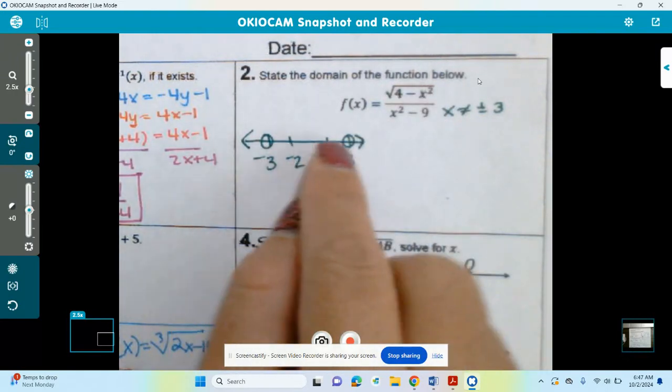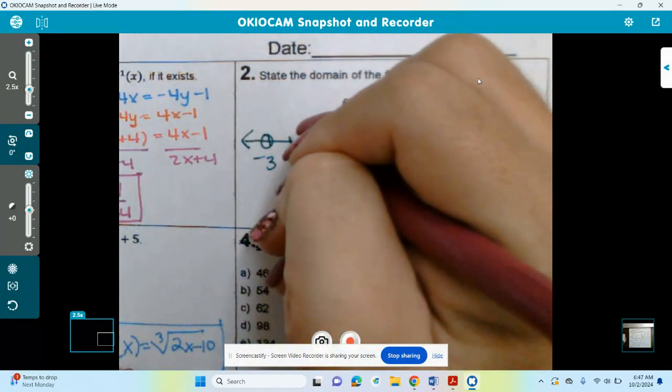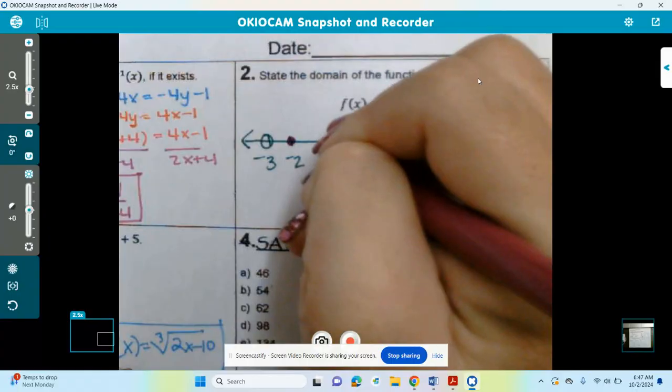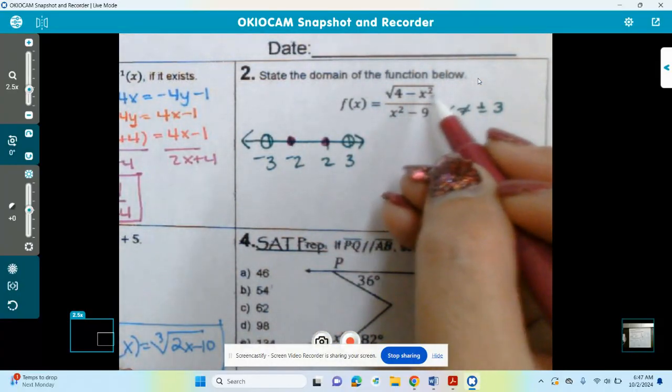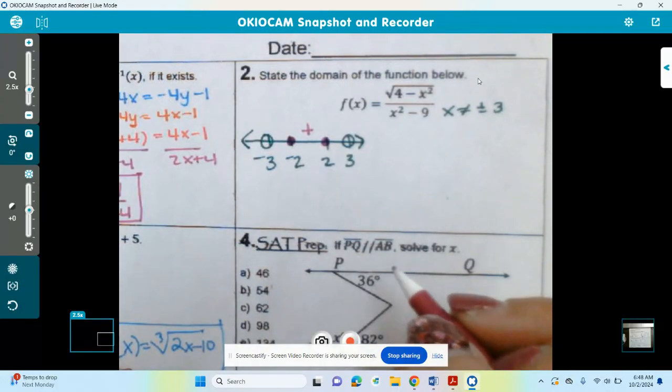That's it. Okay, so anything outside of my 2's is not going to work. So anything inside of my 2's gives me a positive number. We know that. Okay, so anything in here between negative 2 and 2, 0 gives me 4, 1 gives me 3, negative 1 gives me 3, all of those work. That gives me a positive number, okay?